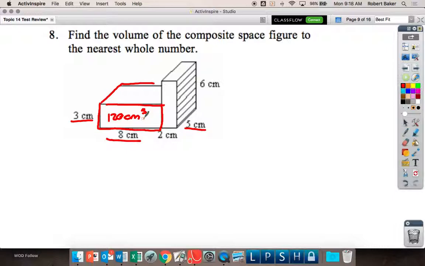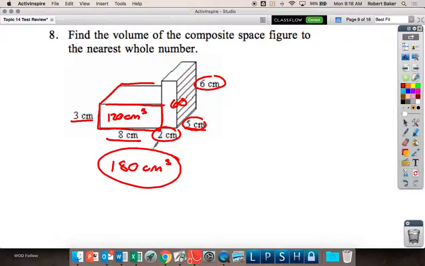Now if you do length times width times height, it'd be 2 times 5 times 6. 2 times 5 is 10, and 10 times 6 is 60. Add those two together, and you get 180 cubic centimeters for the composite volume.